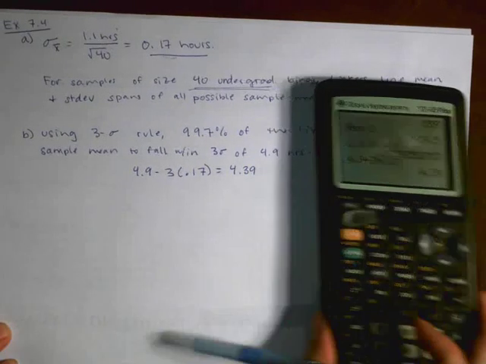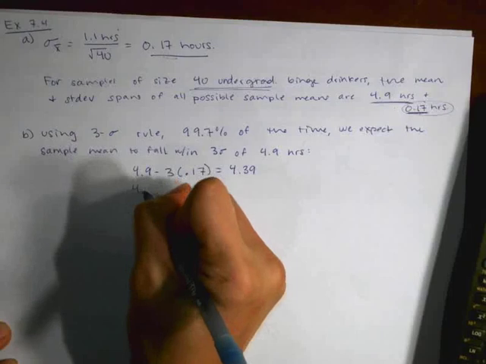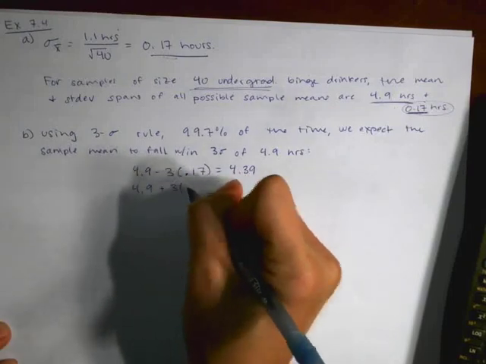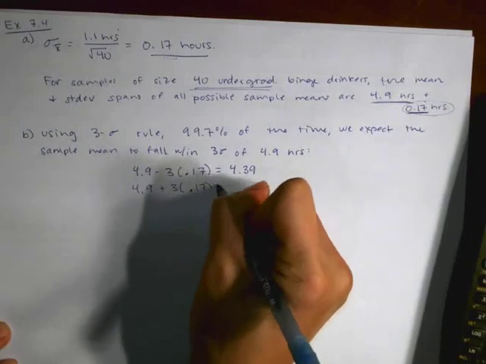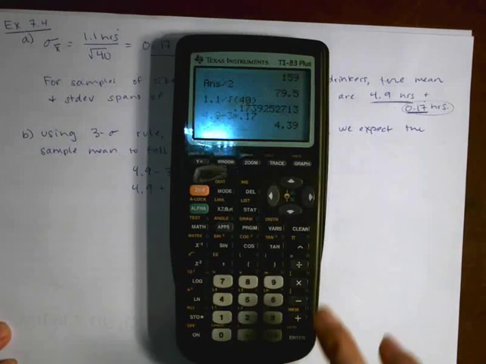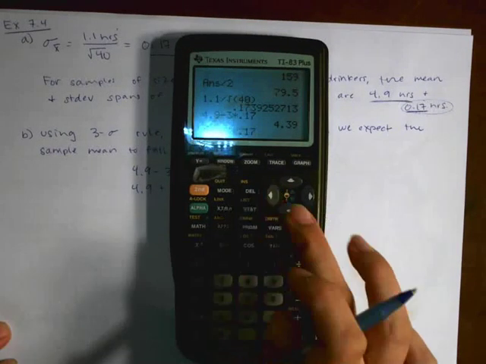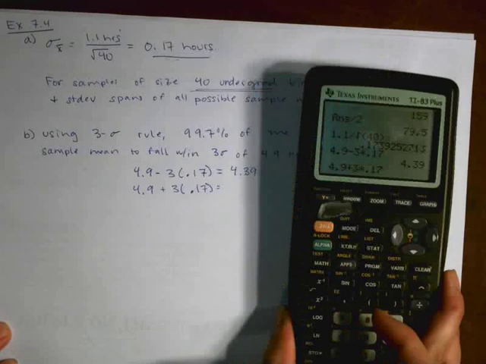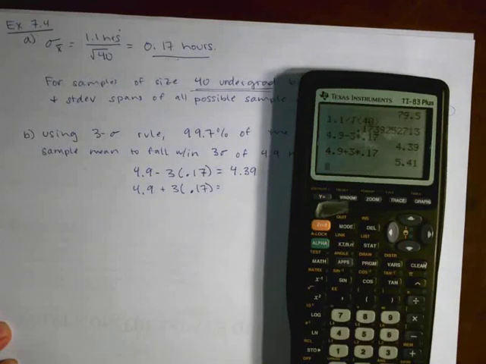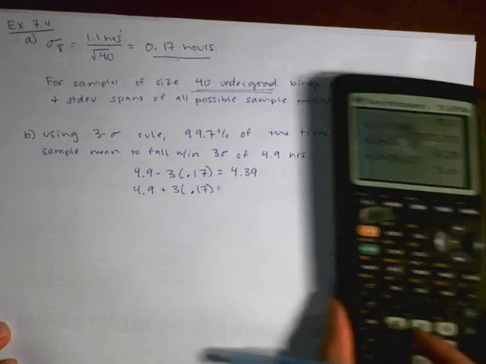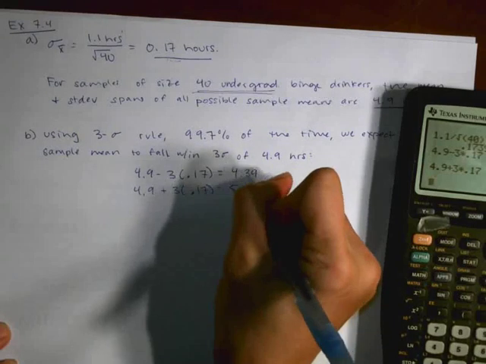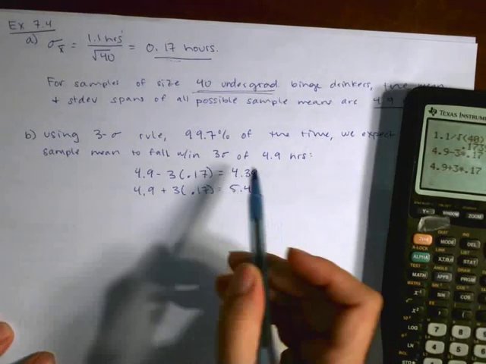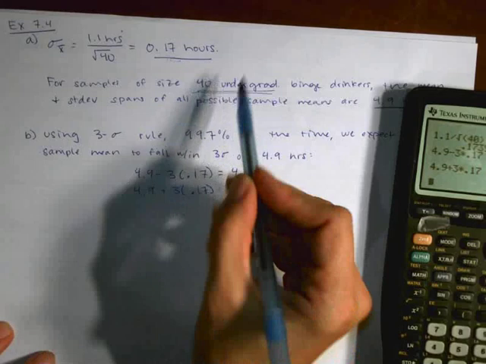Check it to make sure. 4.9 minus 3 times 0.17 is 4.39, and 4.9 plus 3 times 0.17 is 5.41.